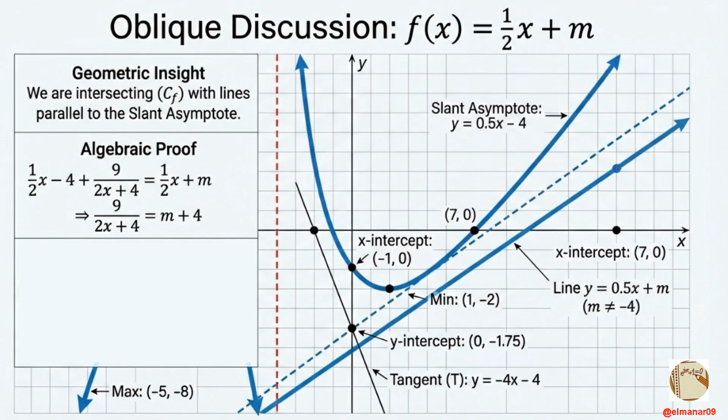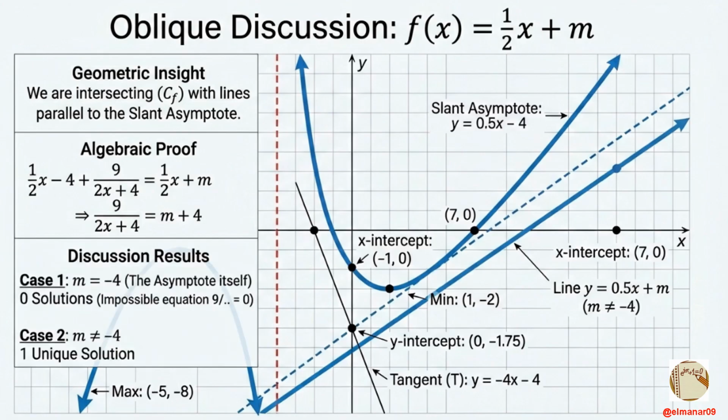The discussion results, breaking it down. I want you to focus on these 2 cases because this is where the magic happens. Case 1, m equals -4. If m is exactly -4, our line becomes the slant asymptote itself, y equals 0.5x minus 4. Now, look at the graph. Does the curve ever touch that dashed line? Never! Algebraically, if you plug in m equals -4, you get 9 over 2x plus 4 equals 0, which is impossible. You can't divide 9 by something and get 0. So, 0 solutions. The curve and the asymptote are like 2 people who like each other but never actually meet. Sad, right? But that's math.